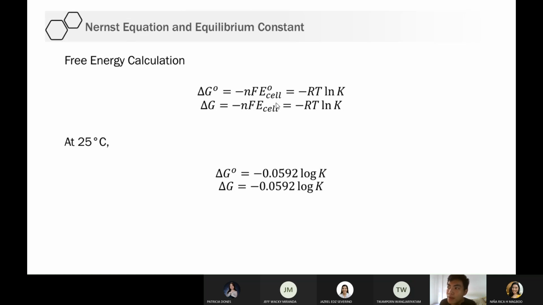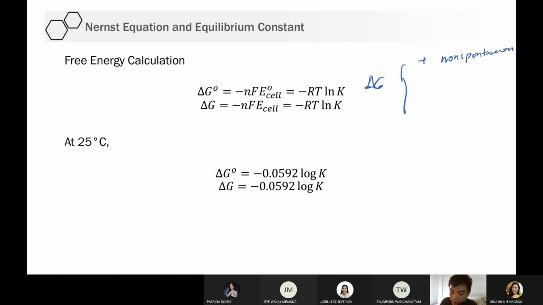So since we now know how to solve for the E cell, you can actually determine the delta G or the free energy change. Okay. So what is free energy change? So this is just the energy involved in the reaction. If this is positive, then the reaction is said to be non-spontaneous. Sorry for that.